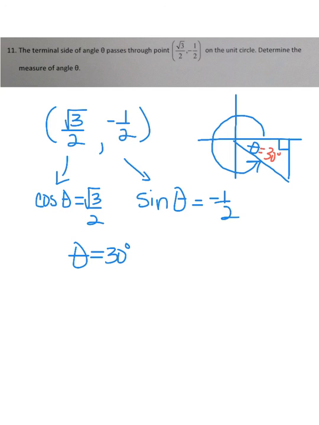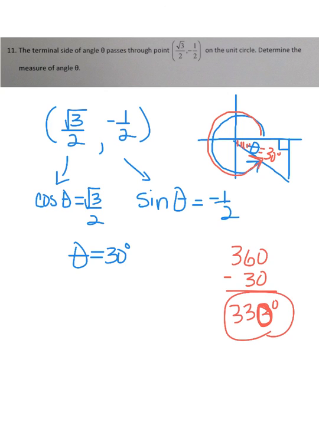Okay? All right, now, so this angle here is 30 degrees, but what they want us to do is determine the measure of this entire angle right here. So I know the rule is 360 minus that angle. So that would be 330 degrees. Okay, so that's my answer.